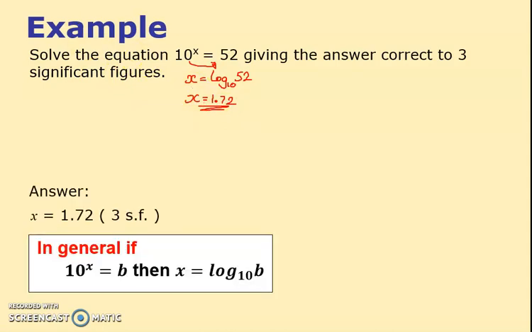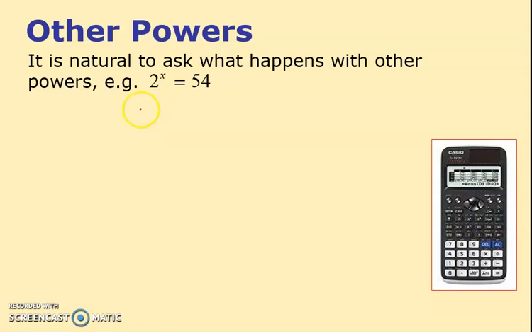1.72, good. So in general then, this is saying that if you've got 10 to the power of x equals b, you move it over, and it becomes x is log to the base 10 of b. So this general idea that you can move the exponential to the other side, and it becomes a logarithm. What happens if you get 2 to the x is 54? It's exactly the same thing. The 2 to the x moves over, leaving me x on this side, and we get a log. But now, obviously, because it says 2, it's going to be base 2 of 54.